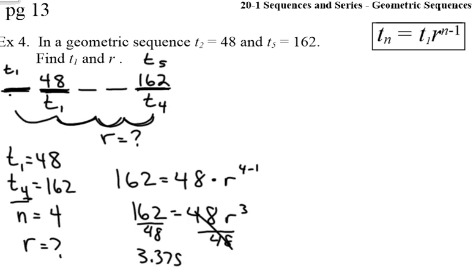3.375. A decimal that's kind of ugly, if I cube root that, because that's equal to R cubed. I want to know, what do I multiply by itself 3 times? So I need to cube root 3.375 to get my R value.